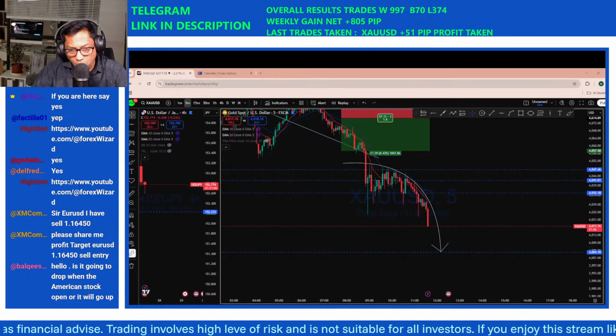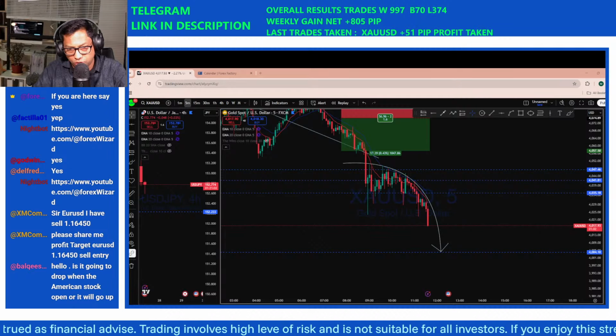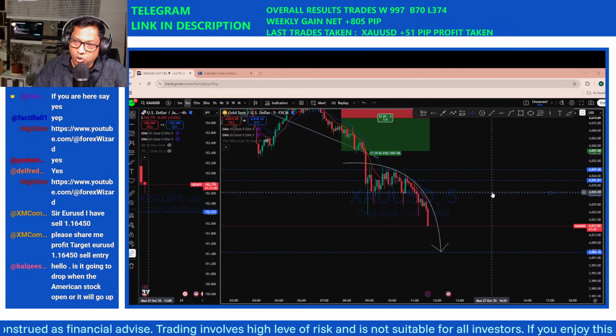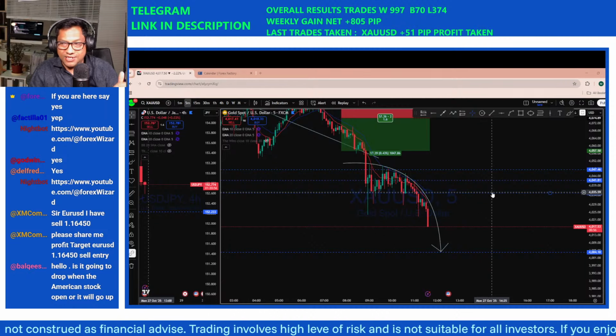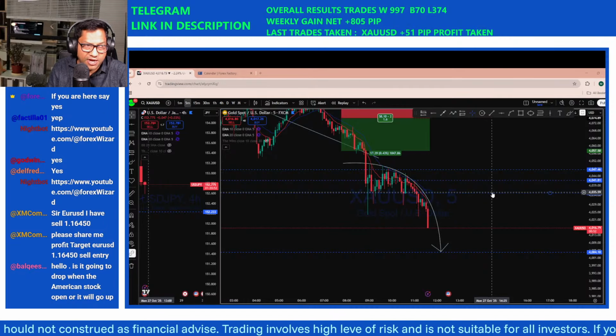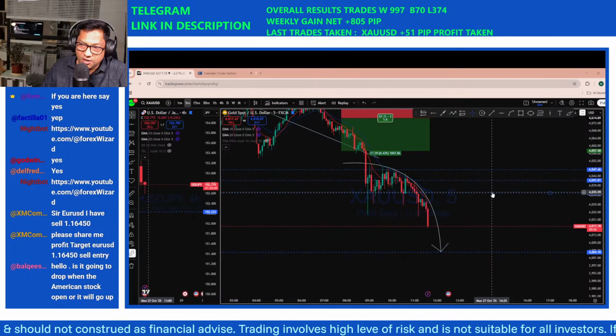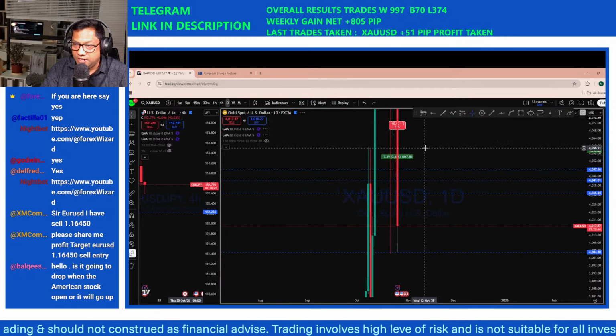Is it going to drop when American stock opens, or will it go up? Look, what is going down is likely to go down. The market is in a downtrend until we see that there is a very unusual move coming in the market. Currently, if you look at gold, it is approaching the support level, but it's on a downtrend.